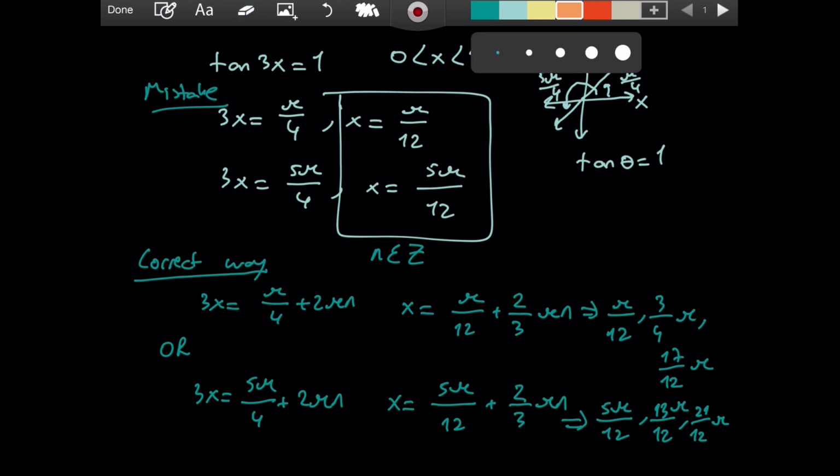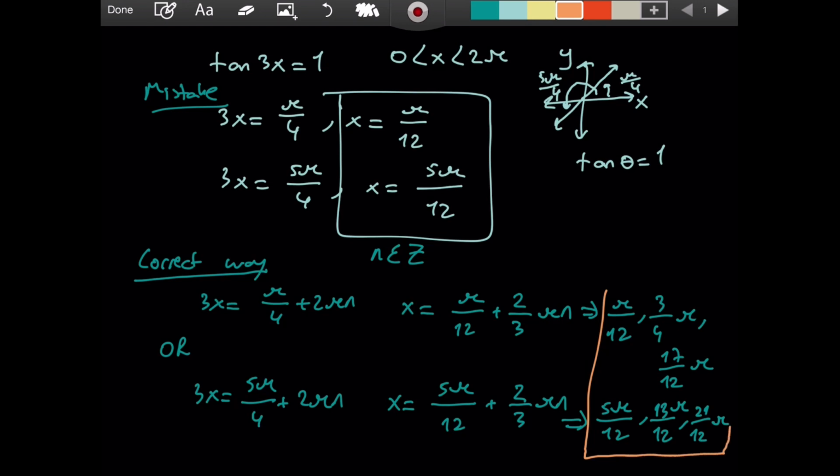So in reality we have 6 solutions that satisfy the given equation in the given domain. Those solutions are pi over 12, 3 pi over 4, 17 pi over 12, 5 pi over 12, 13 pi over 12, and 21 pi over 12.